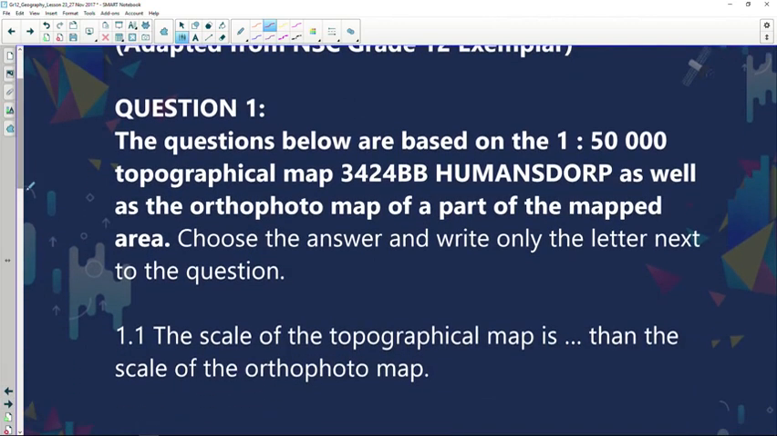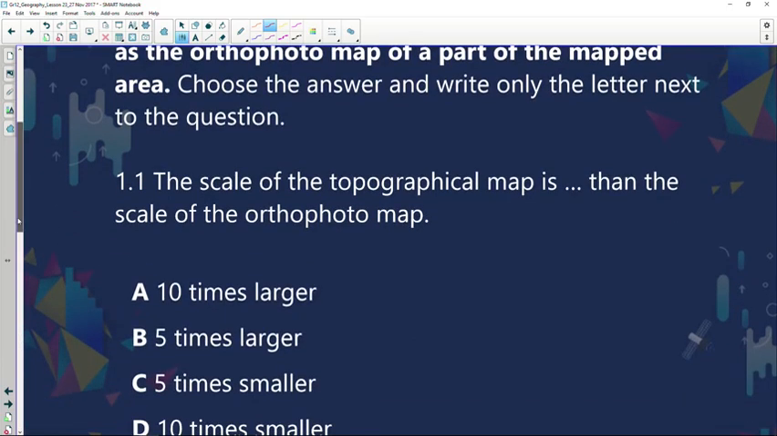Question 1. It's based on the 1 to 50,000 topographical map, as you can see with the 3424 BB Humansdorp, as well as the orthophoto map with the 1 to 10,000 scale. First question: the scale of the topographical map is what than the scale of the orthophoto map? We've learned topographical map is 1 to 50,000, orthophoto map 1 to 10,000. So what does this actually mean? It means the topographical map has been reduced 50,000 times, whereas the orthophoto has only been reduced 10,000 times.